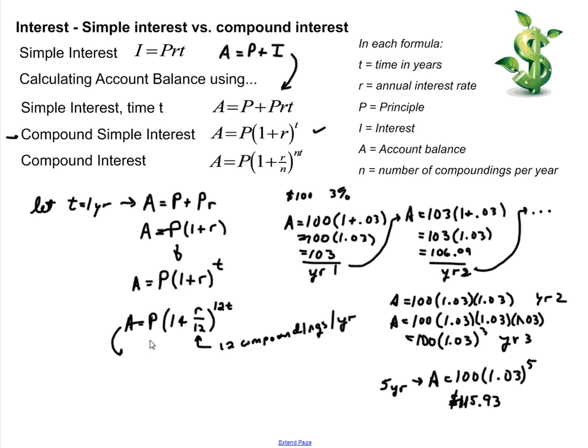Then we can say that any n compoundings is equal to the principal multiplied by 1 plus the annual interest rate divided by the number of compoundings per year, raised to the number of compoundings per year times the amount of time t. So that's going to give us our model that we're going to use in our next couple of examples.